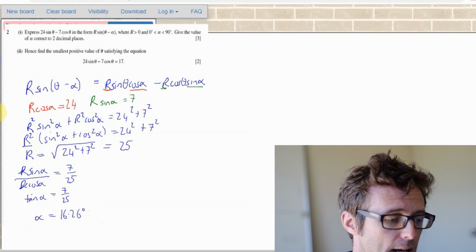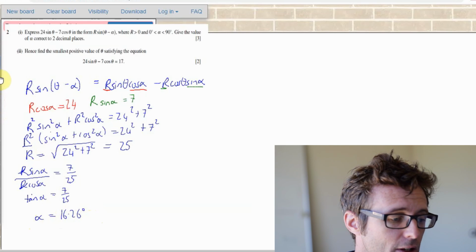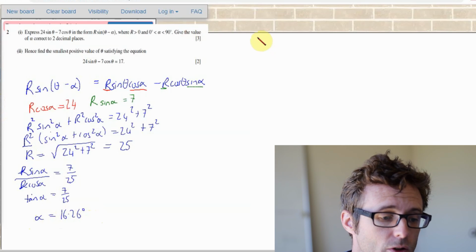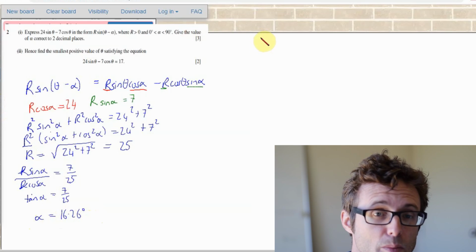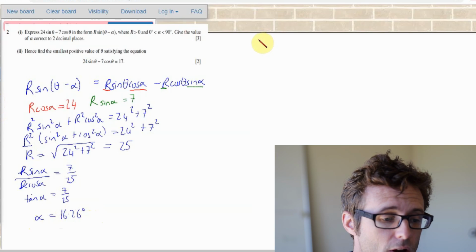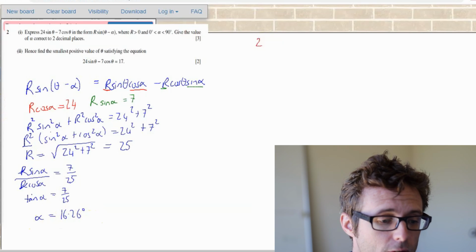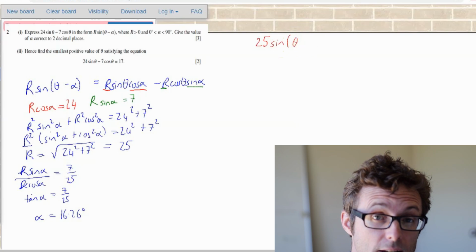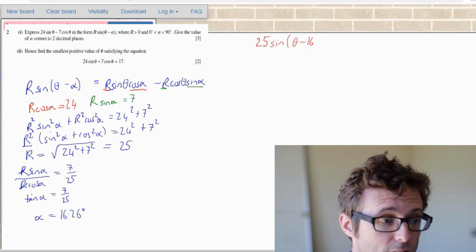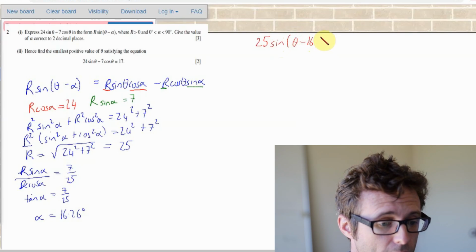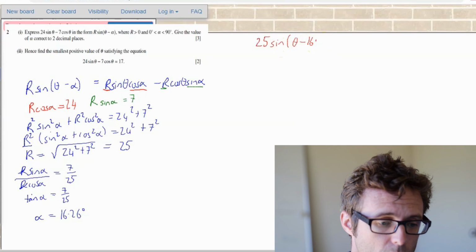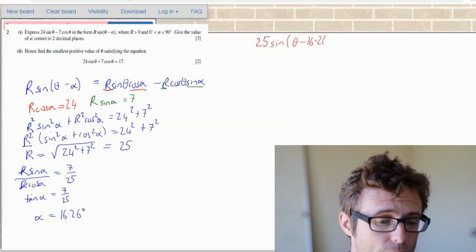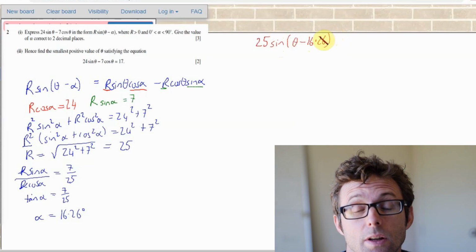At this point, we can write our final answer to the first part of the question. We're expressing it in the form of r sine theta minus alpha, so we say r is 25. So we've got 25 sine theta minus the 16.26 that we worked out just a few seconds ago. So there we go. That is the first half of the question.